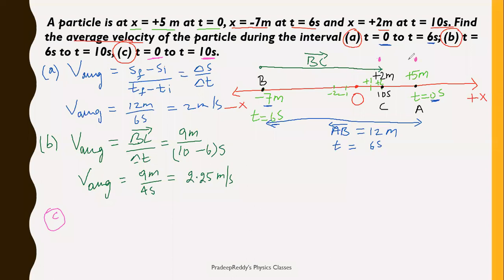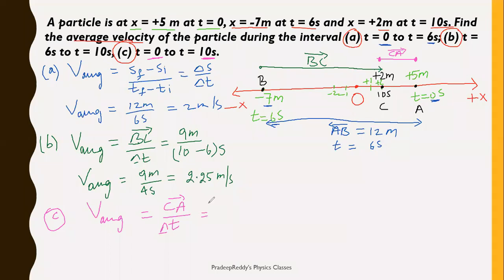This is the total length between initial and final position. So that is the CA length. V average is equal to the CA vector divided by the time taken. Total time from initial to final, 0 to 10. That is delta T.